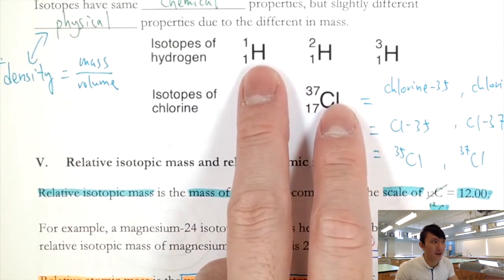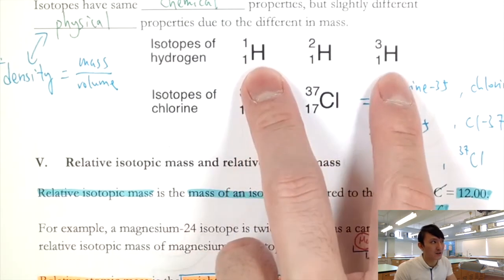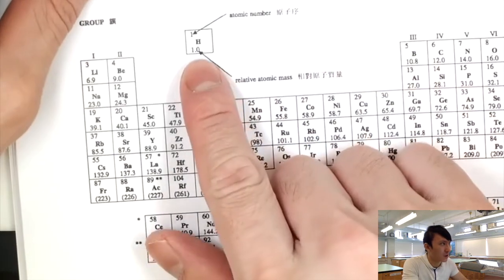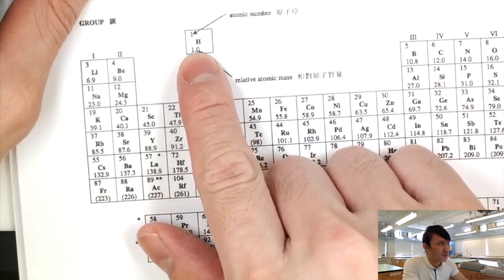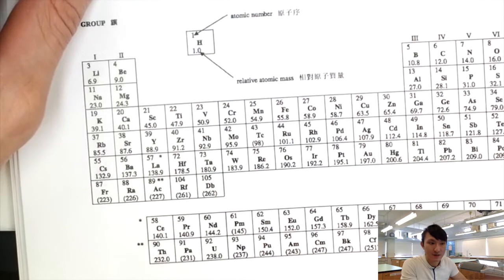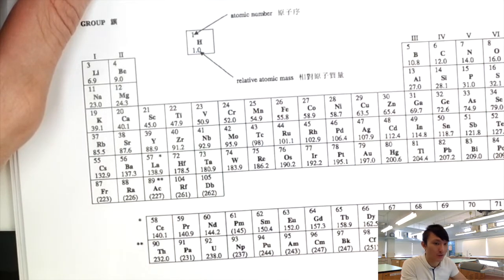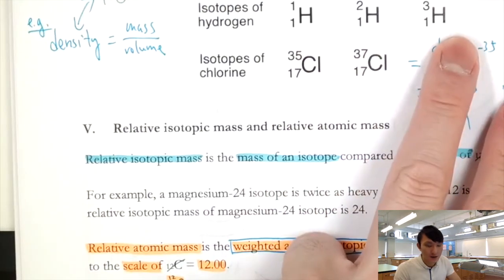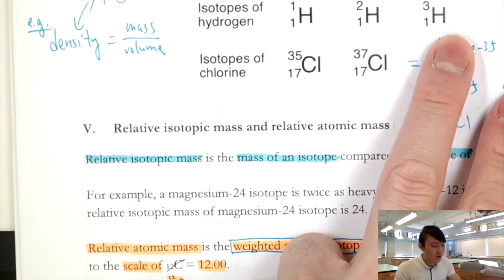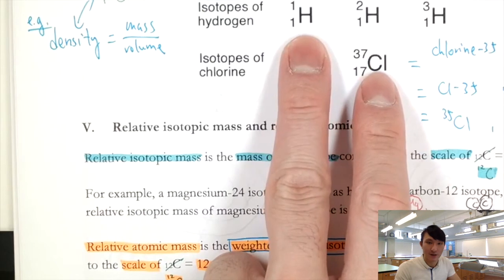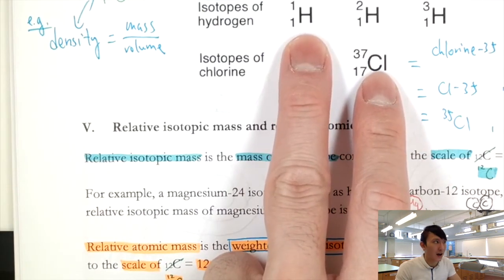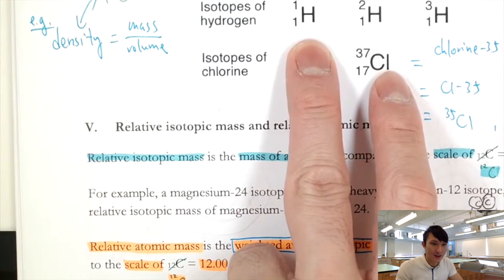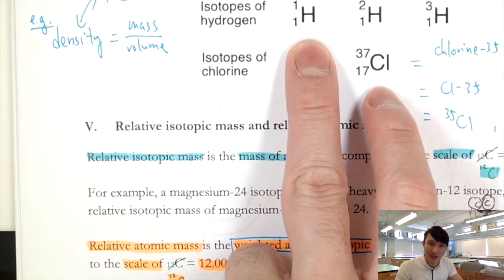So the relative atomic mass should be in between 1 and 3. So why is it like 1 over here? Now, actually, it is true that it is a weighted average isotopic mass of all 3 isotopes of hydrogen. But it could be the case where actually like 99.999% of the hydrogen isotopes are hydrogen 1, right? And in reality, it is also the case.